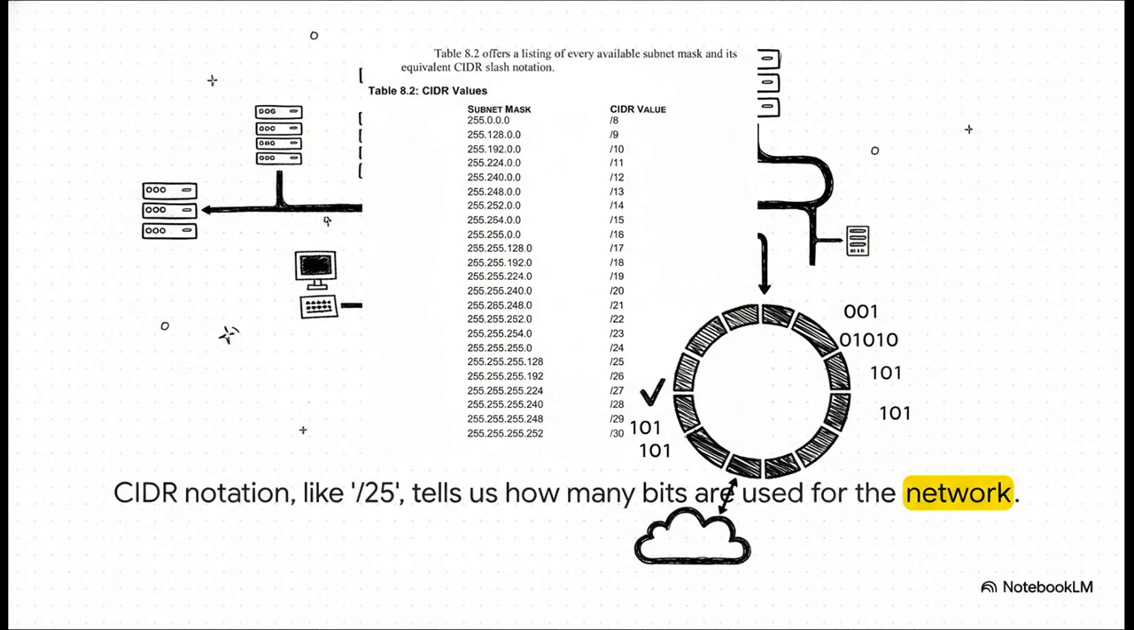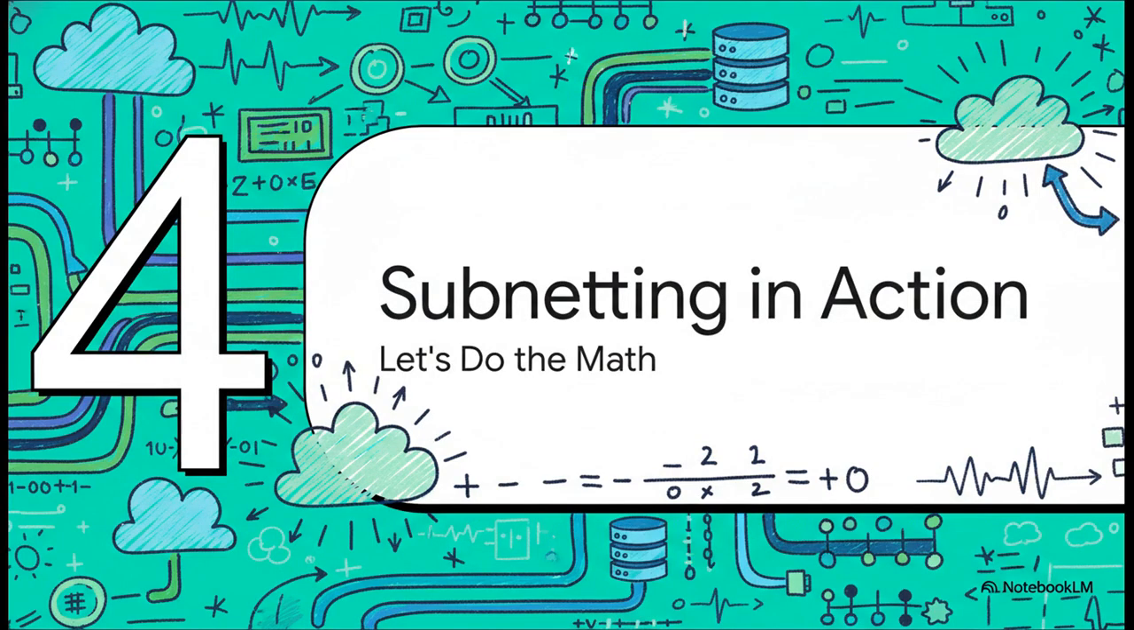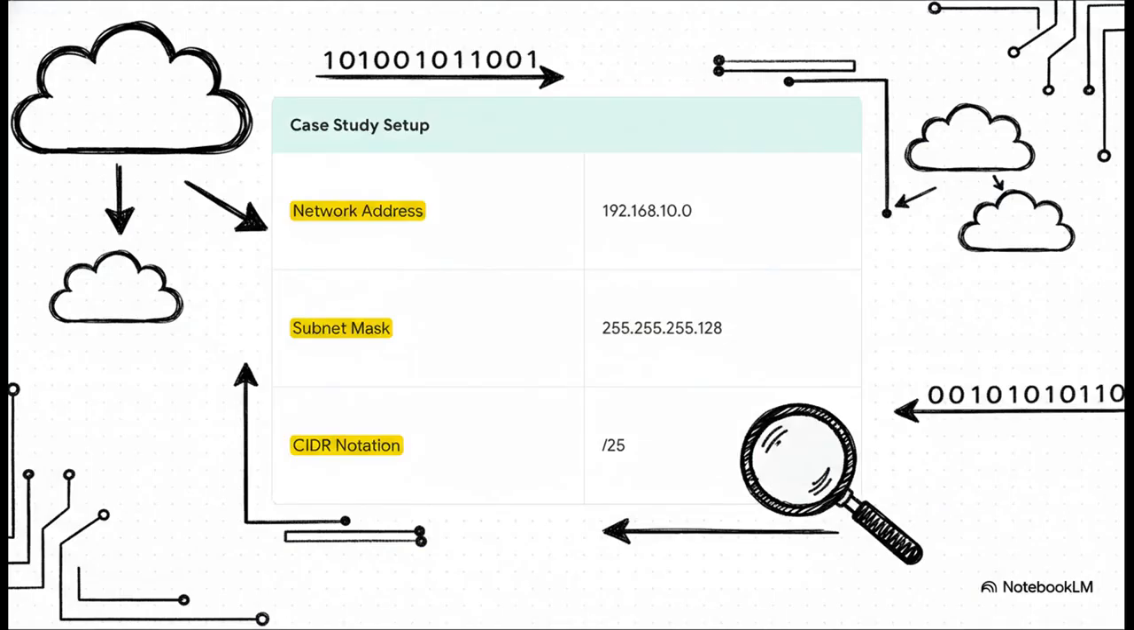It's a really elegant shorthand for a powerful idea. Okay, that's enough theory. Let's get our hands dirty and see how this actually works in the real world. We're going to take a standard network address and slice it up with a custom subnet mask. And don't worry, the math is actually pretty straightforward. We'll do it together. So here's our scenario.